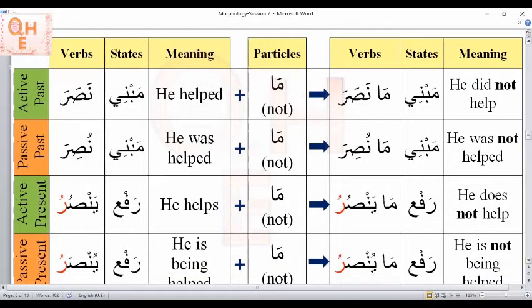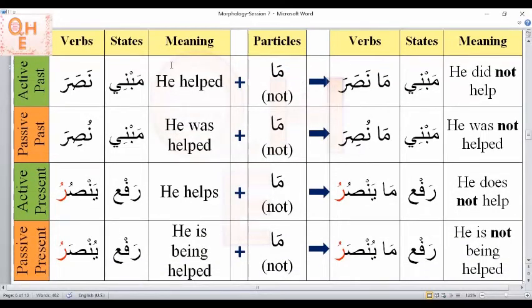So we have present tense active and passive examples over here. So we have yansuru. What's the state? This is the default state, raf'a. What does it mean? The meaning of yansuru is he helps. When ma comes before yansuru, it becomes ma yansuru.